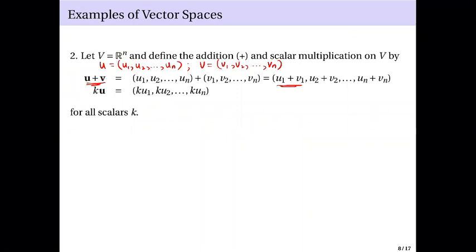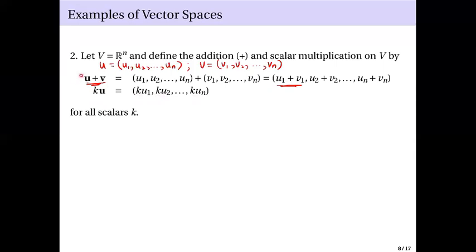Okay? And then kU here. What we do is just multiply this scalar k to each component of U. So you have here kU, it's equal to the n-tuple with components ku1, ku2, until kun.